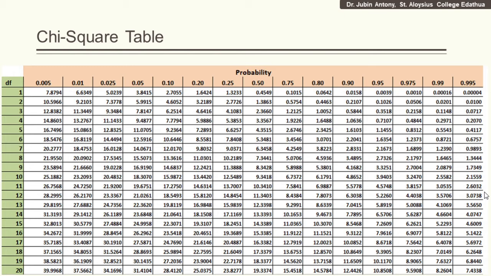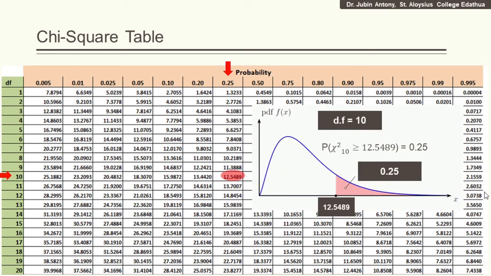This is the chi-square table. The top row gives the probability values and the leftmost column gives the degrees of freedom. The ordinate values are given within the body of the table. Here in this example, the probability of chi-square random variable taking value greater than 12.5489 is highlighted.